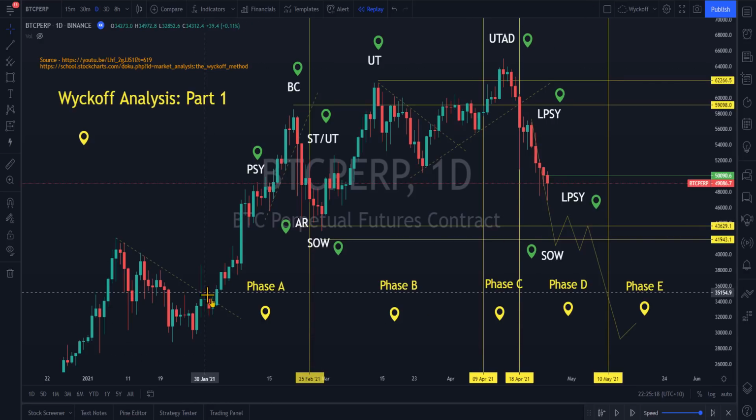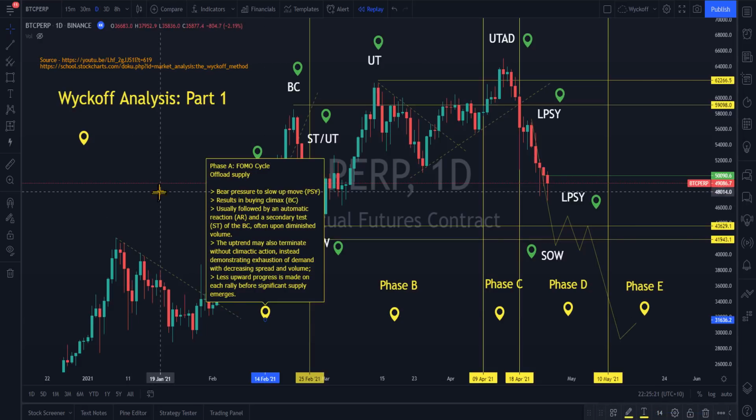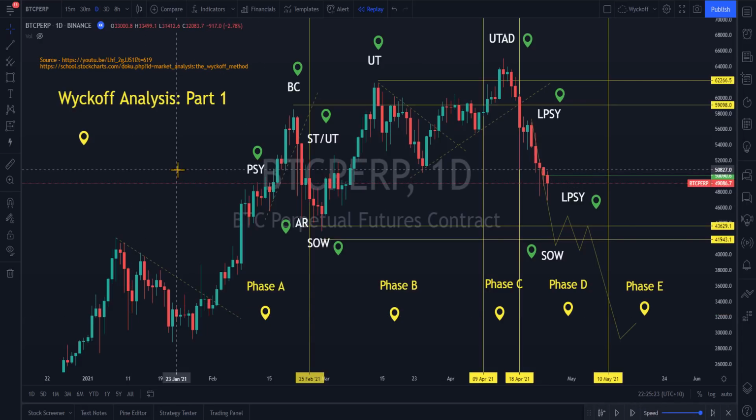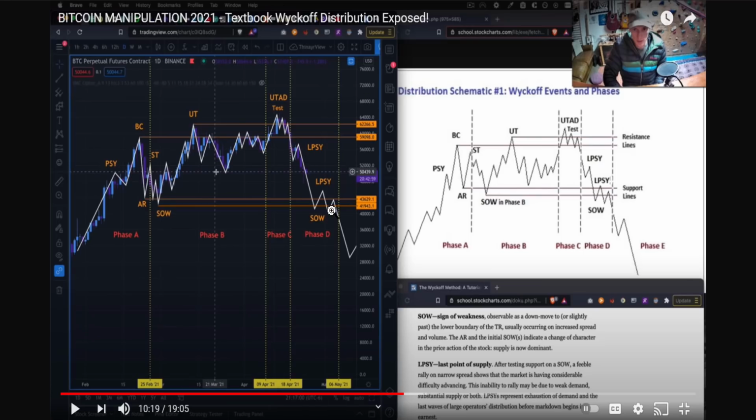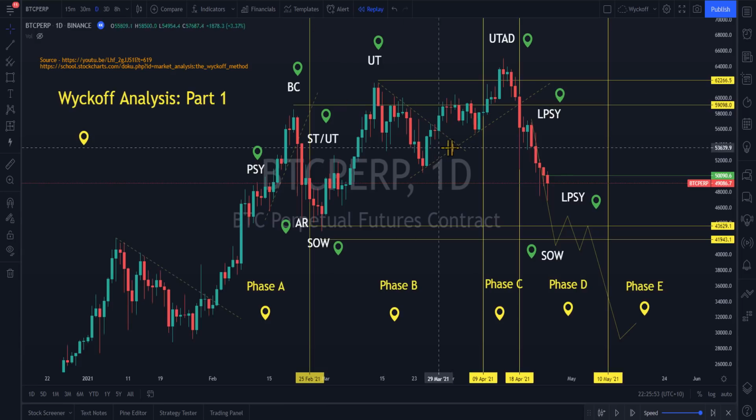What we look at in phase A is really about an offloading of supply from institutional investors to the public. The institutions advertise the price by bidding it up, bidding it up, bidding it up, with the sole intention that they're going to short it when things are exhausted. It doesn't exhaust immediately. These small exhaustions, they want a big exhaustion like what that particular YouTuber drew in here. I've tried to recreate his work as accurately as possible.